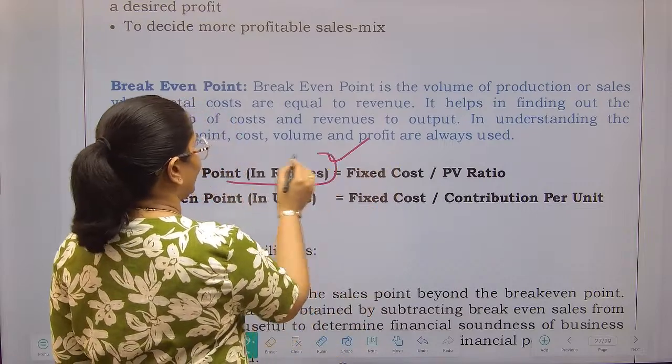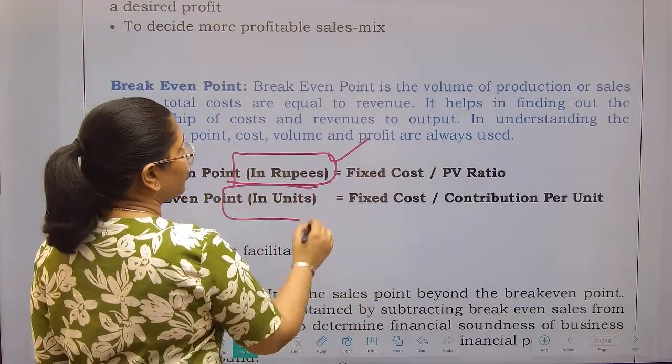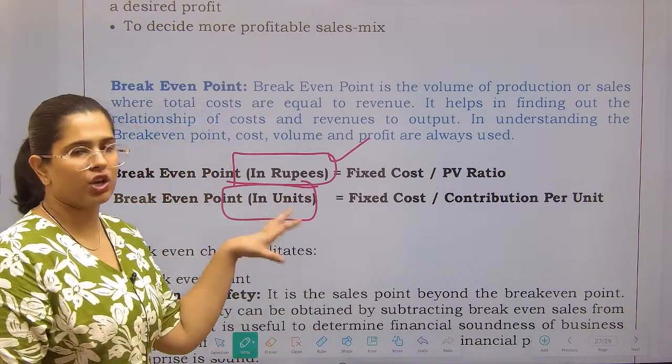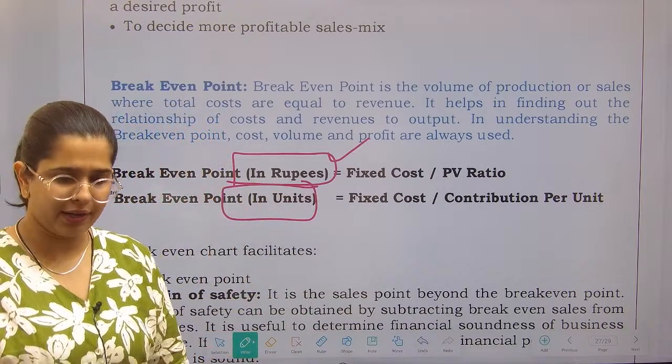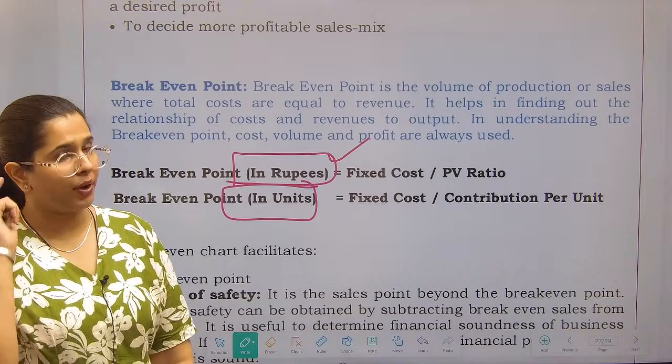So yeah, break even point में fixed cost divided by PV ratio. This will give you break even point in rupees. अगर आपको units में find out करना है, so fixed cost divided by contribution per unit. This is what your break even point is.